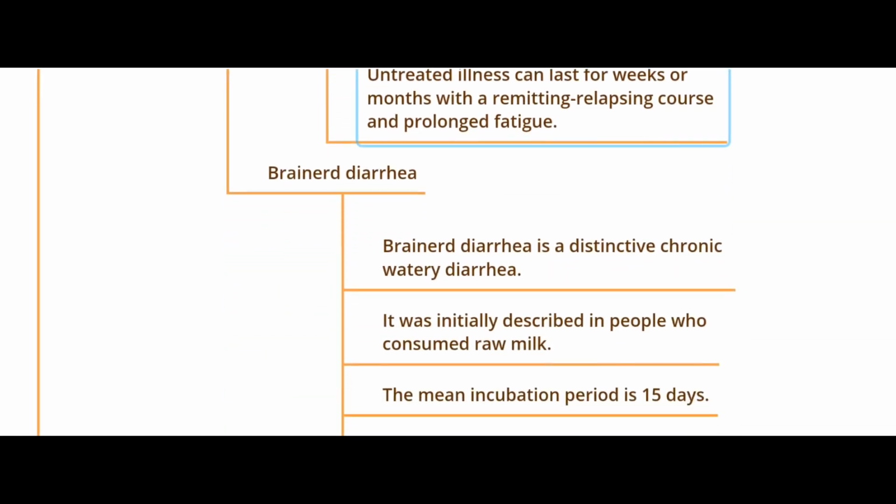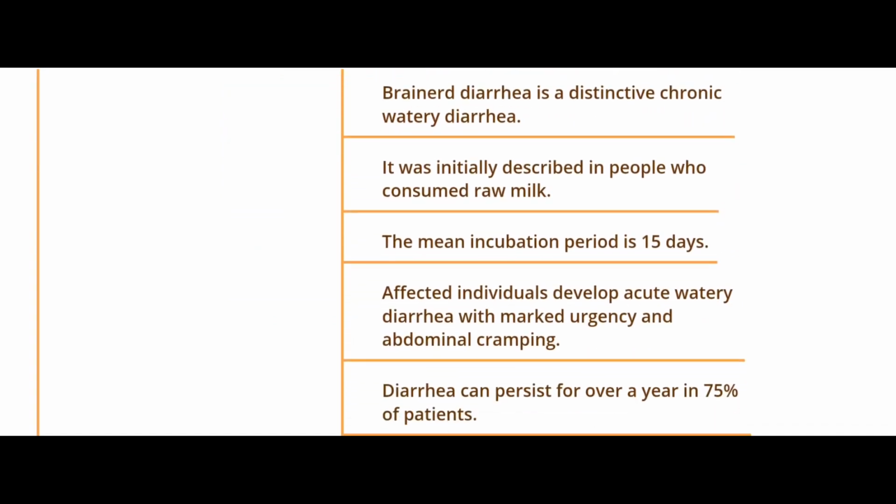We can have something called Brainerd diarrhea. It is a distinctive chronic watery diarrhea. It was initially described in people who consumed raw milk with an incubation period of 15 days, and affected individuals developed acute watery diarrhea with marked urgency.